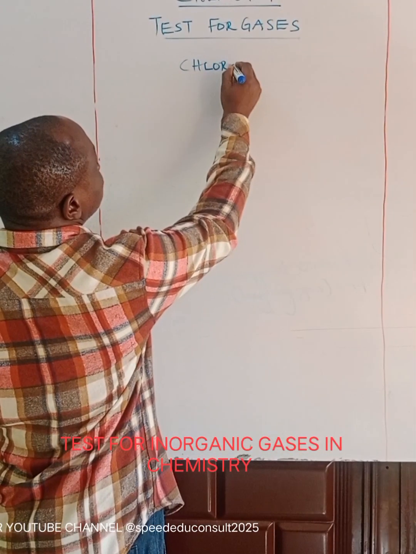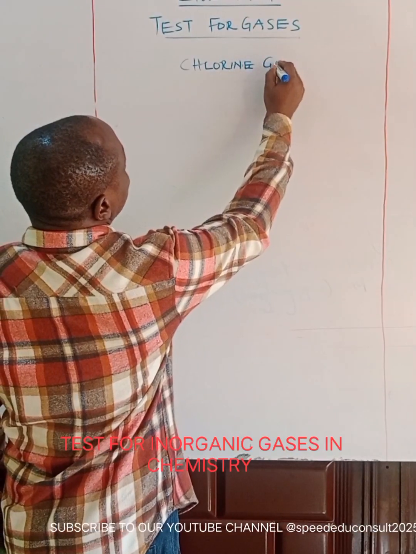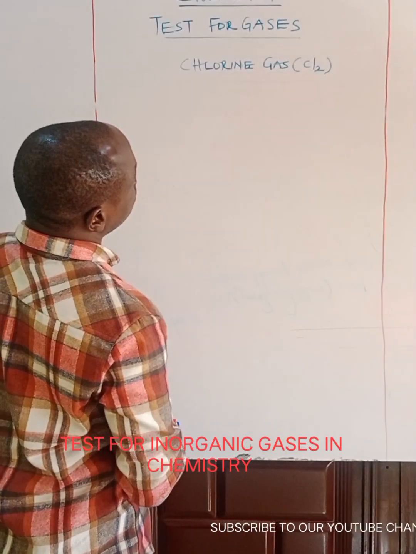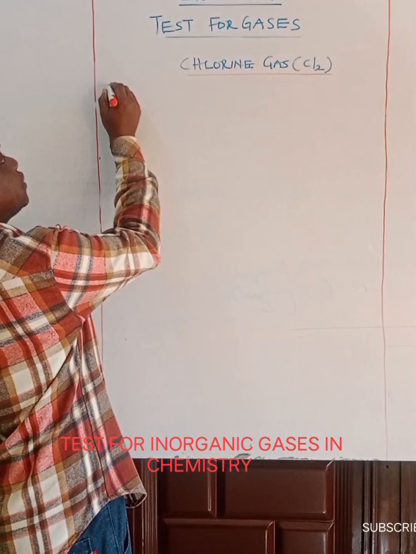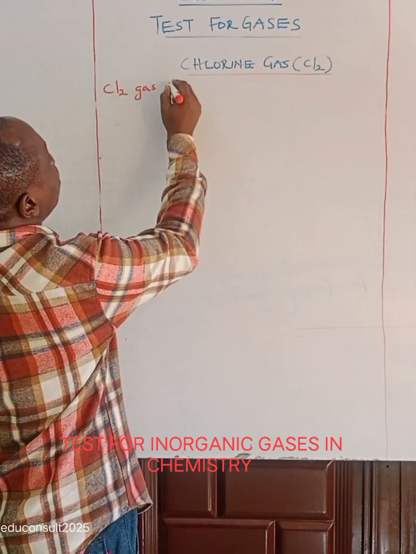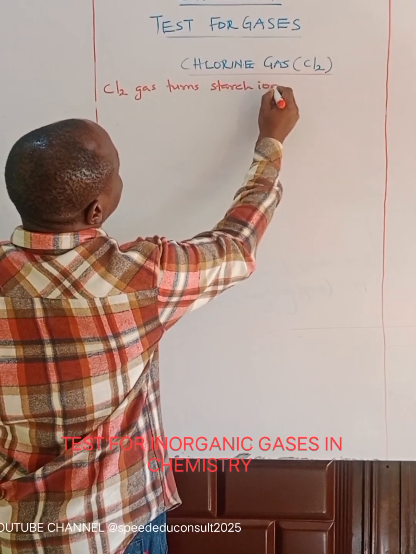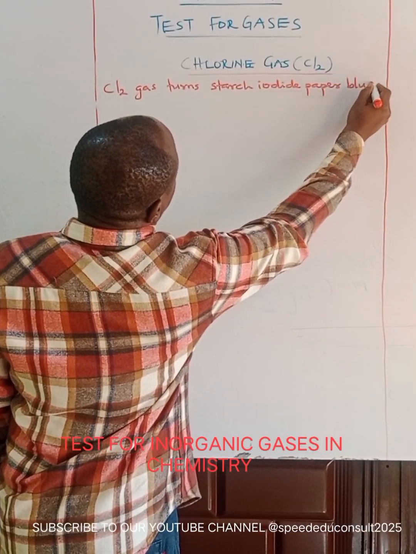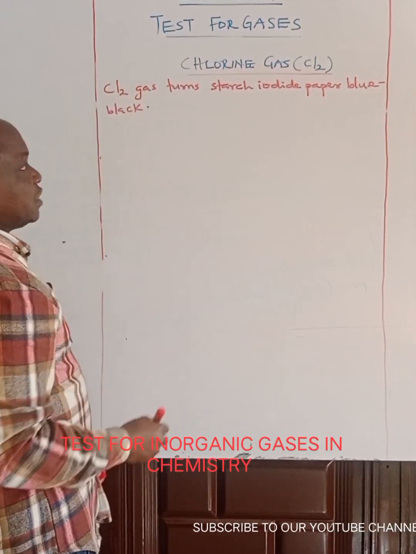Chlorine gas, Cl2. That is chlorine gas. How do we test for chlorine gas? Chlorine gas turns starch iodide paper blue-black or black. That's the chemical test for chlorine gas.